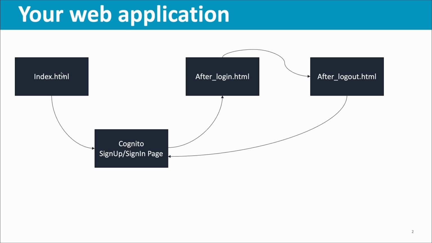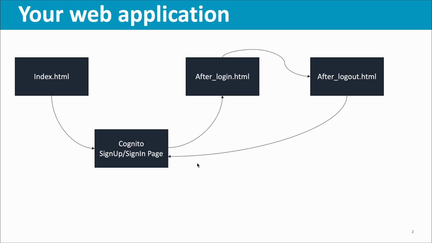It will have 3 different HTML files. Index.html, which is your entry page. And from there, when you click on sign in, it will take you to the Cognito sign up sign in page. And once you have signed in, after you enter your user ID password, it will go to another page called after login. That is where you can do whatever activities you need to. And from there, if you want to log out, you can click on log out and it will take you to after logout page. So you need to create that HTML file. And from there, if you need to sign back in, you need to have a link to Cognito sign up sign in page. So the structure of your web application is this.